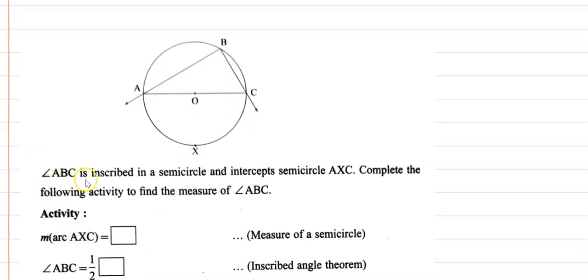Angle ABC is inscribed in a semicircle and intercept semicircle AXC. Complete the following activity to find the measure of angle ABC.